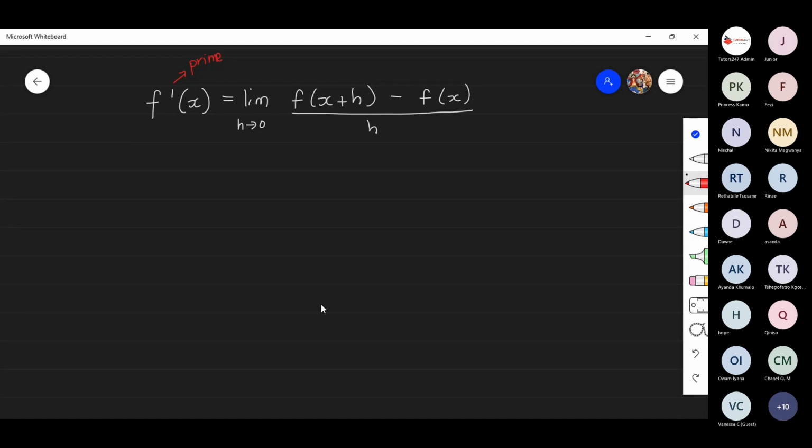Now, how we would read this is f prime of x equals the limit. So LIM represents the limit as h approaches 0 of f of x plus h minus f of x all over h. So whenever we calculate first principle, this is the formula that you should use, and these questions are usually out of 5 marks, and there's always one question in your exam.